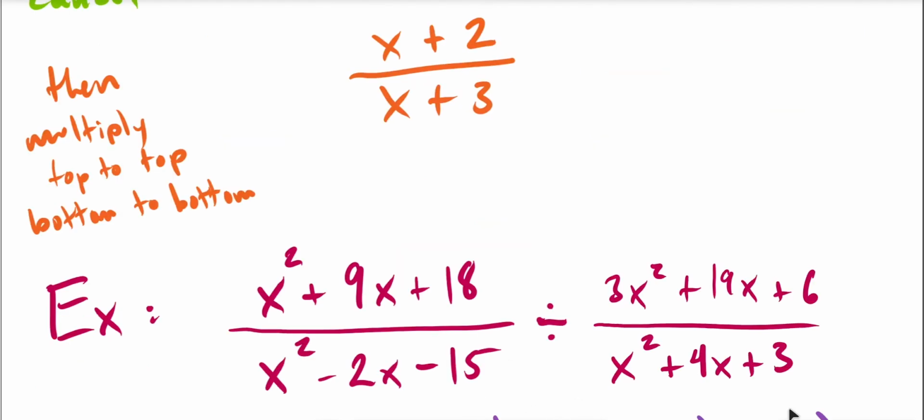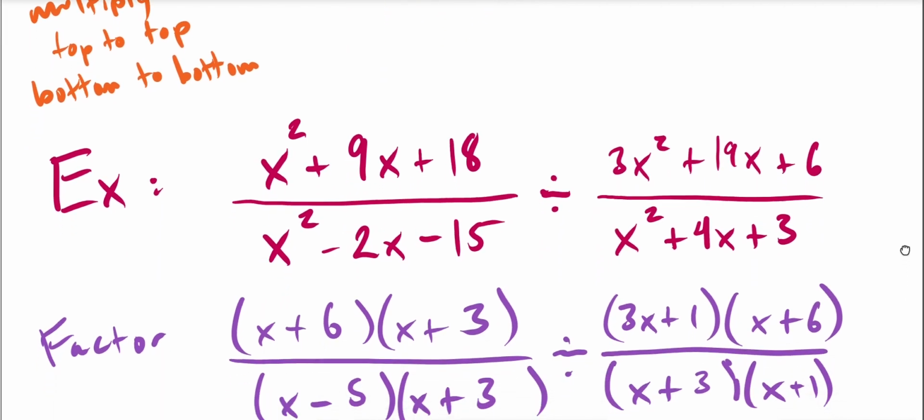Let's look at another example that has division involved. So we would start with taking this whole expression. We have x squared plus 9x plus 18 over x squared minus 2x minus 15. And then on the other side, we've got 3x squared plus 19x plus 6 over x squared plus 4x plus 3. We have to factor all 4 of these and then set this up as multiplication.